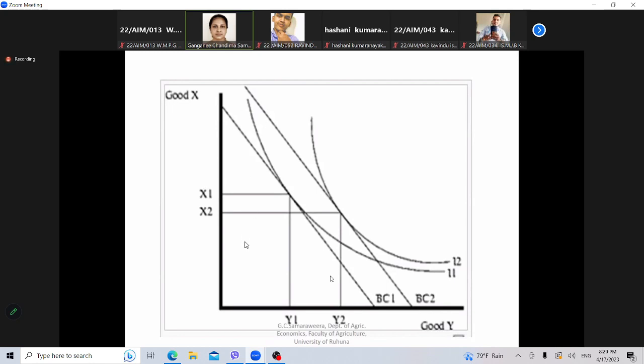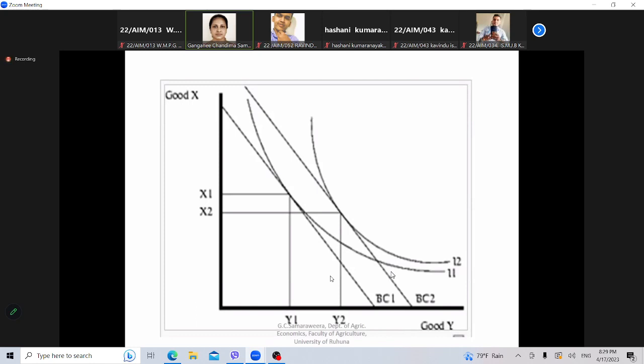One answer came. I will see. Okay, not an answer. Can you ask the question again? Okay. My question is, here there are two goods, X and Y. What is the normal good and what is the inferior good?